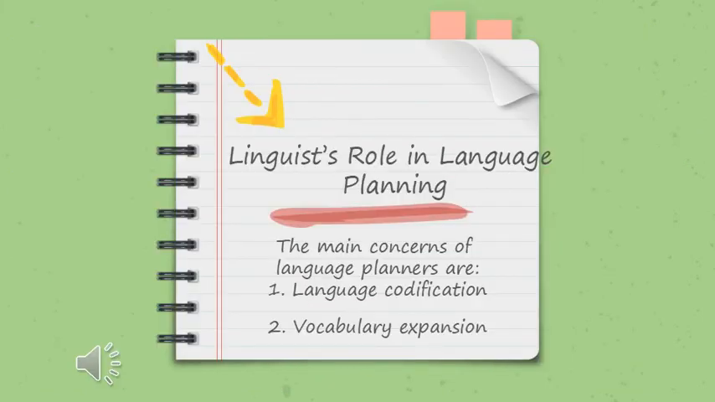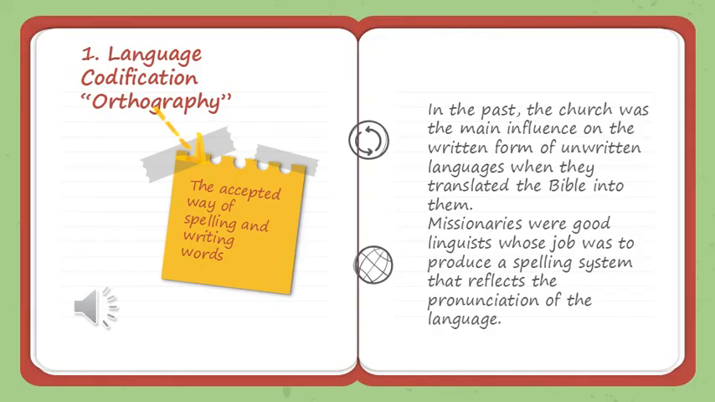There are two main concerns of language planners: language codification and vocabulary expansion. The first one is language codification or orthography. In linguistics, codification is the process of selecting, developing, and laying down or prescribing a model for standard language usage. Codifying a language can vary from case to case and depends on the stage of standardization that might have already occurred naturally. And orthography means the accepted way of spelling and writing words.